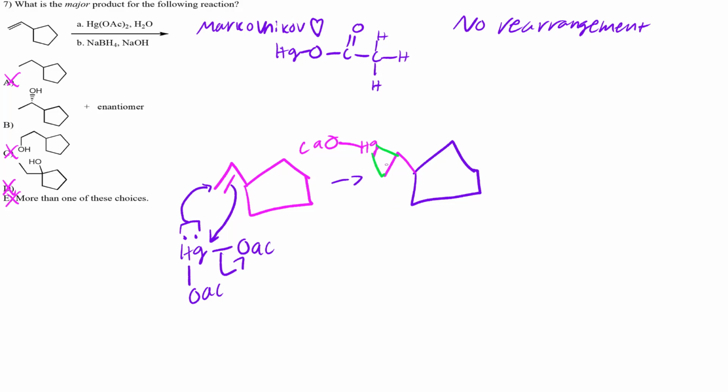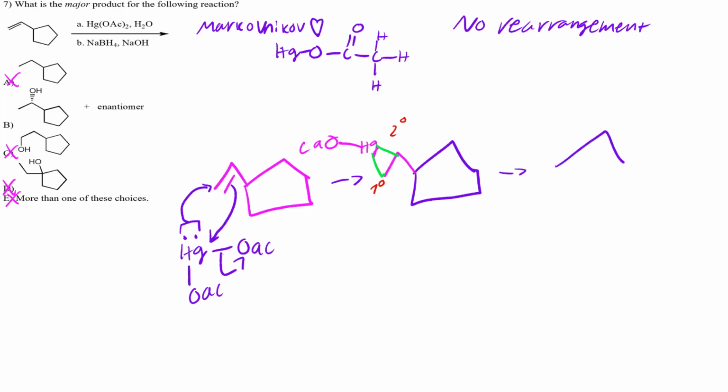We have the issue of which green bond is going to break. Are we going to break this guy, or this guy? Which one is going to be more stable when we break it? Are we going to make a primary carbocation? If I break this bond, I'm going to make a primary carbocation. But if I break this bond, I'm going to make a secondary carbocation. So which one am I going to break? I'm going to break this one, because if I break it, it's going to give me a secondary carbocation.